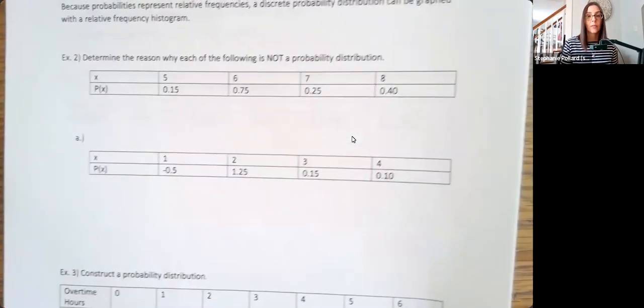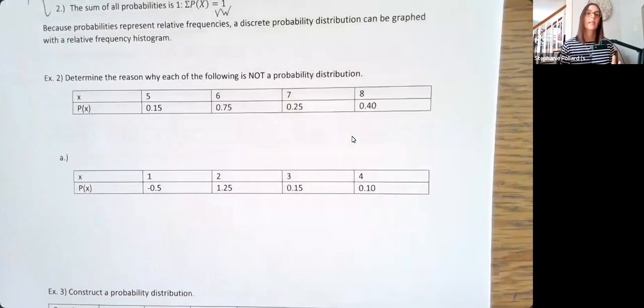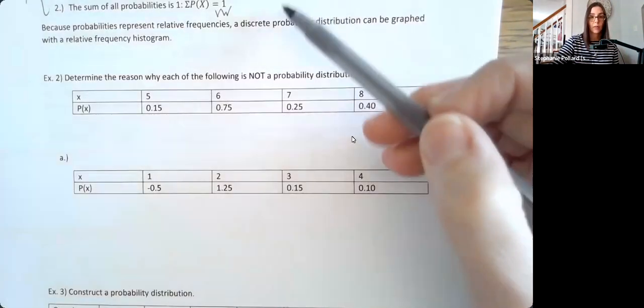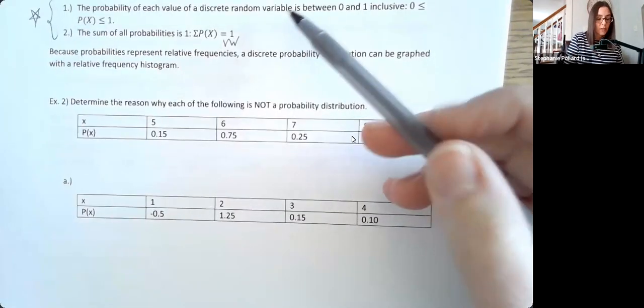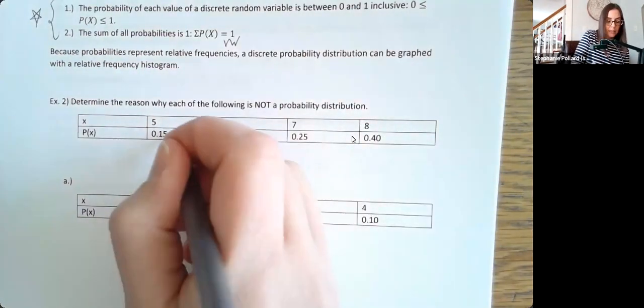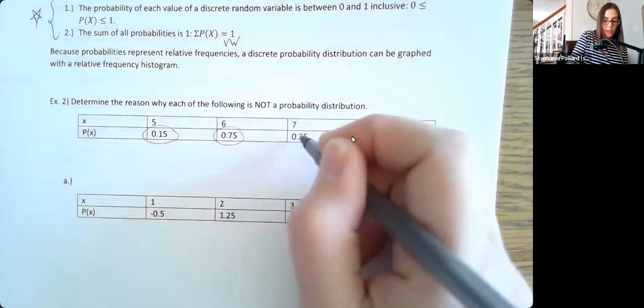Now, our next two examples here are not probability distributions. They each have a mistake. So if you go through them and take your time with it, we're going to check these two different options here. So in the first case, if I look at my probabilities, and I'm just going to circle them.